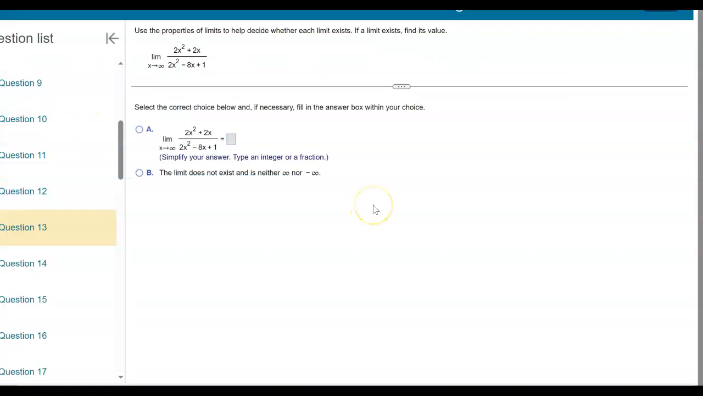Now let's consider another problem. Here we are to find the limit of this expression as x approaches infinity. So this is again another limits at infinity problem. As a shortcut, as I've mentioned, you can compare the degree of the numerator and denominator. If they have the same degree, the limit is just the ratio of the coefficients of the leading term in the numerator and the leading term in the denominator.